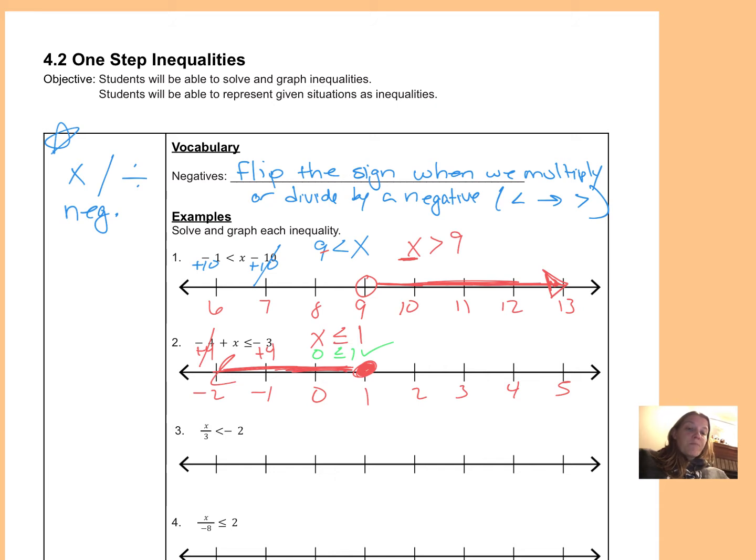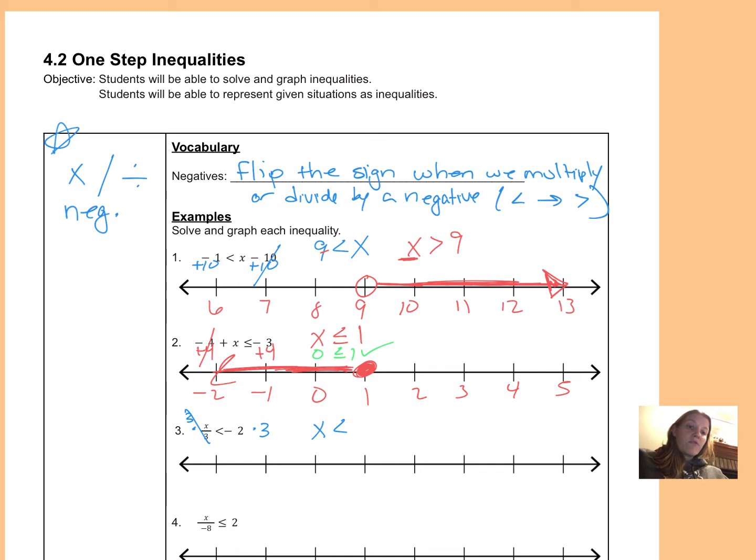Number 3, remember from Unit 2 that this fraction bar means I'm dividing. So this really says x divided by 3. The opposite of dividing by 3 using inverse operations is multiplying by 3 on both sides. 3 over 3 is 1. And 1x, we don't have to write 1x, we just write x. We say they cancel.